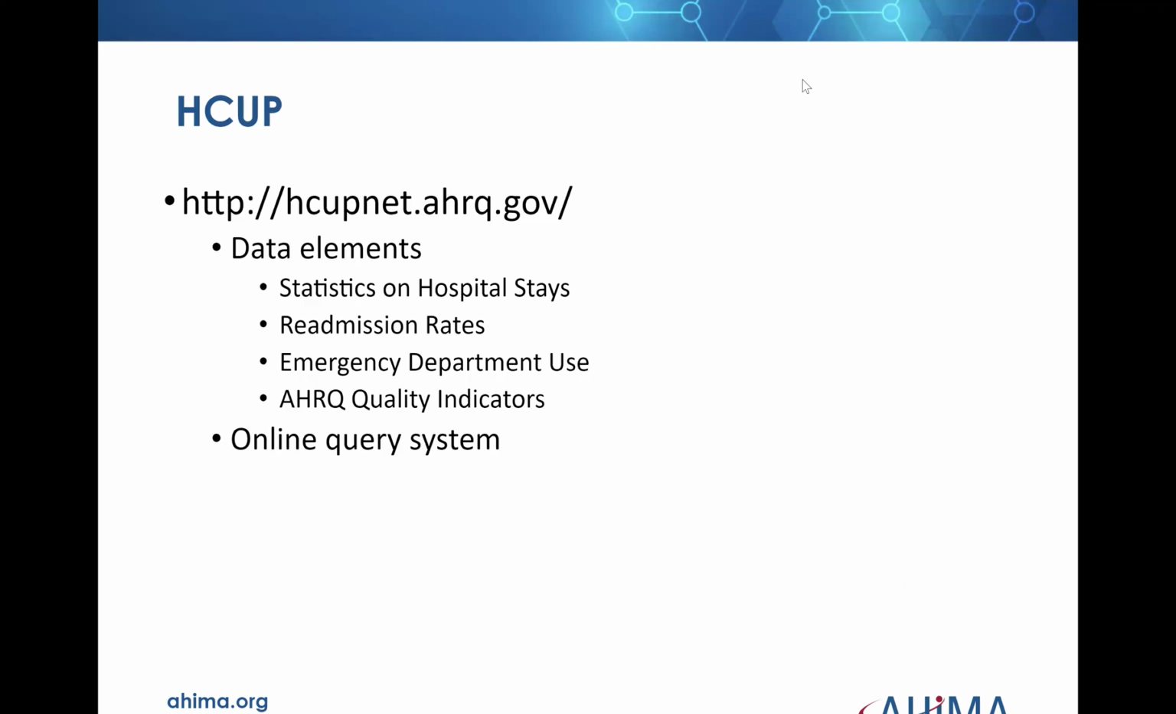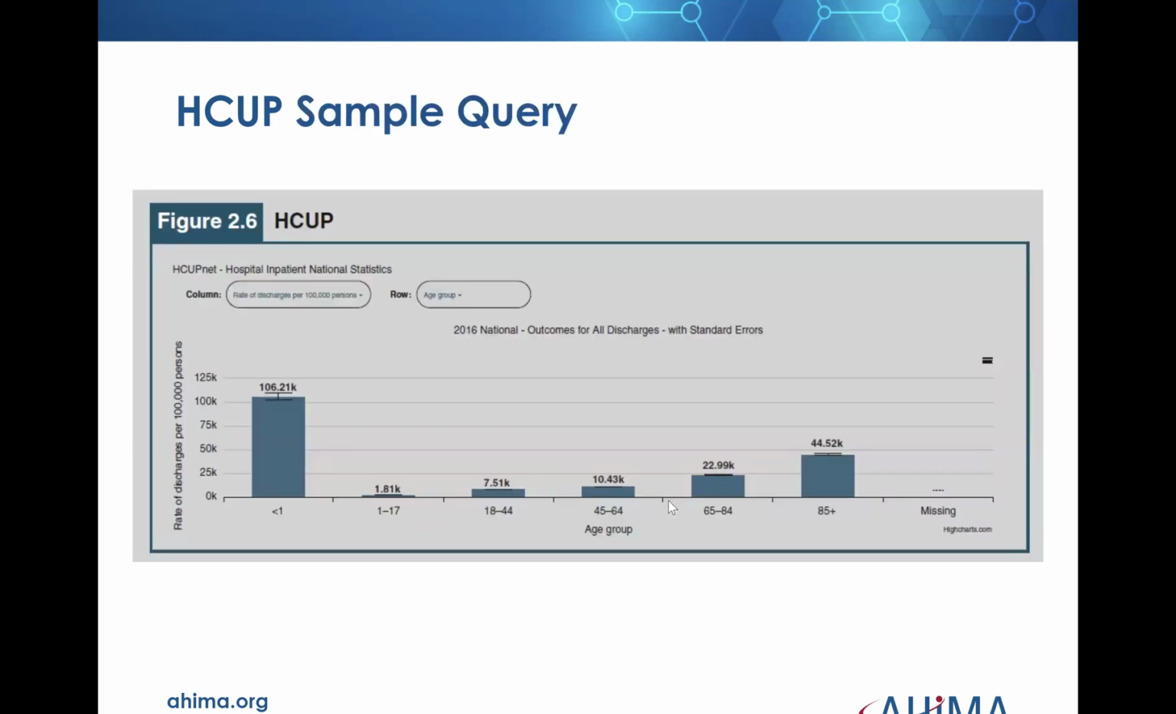And then something we'll be taking a closer look at this week is the HCUP at ahrq.gov. And this gives us different data on hospital stays, readmission, emergency department, and so on. And here's a sample query. Outcomes for all discharges with standard errors, right? So on the y-axis, we have the rate of discharges per 100,000 people. And you can see it skewed. On the x-axis, we see the age grouping.